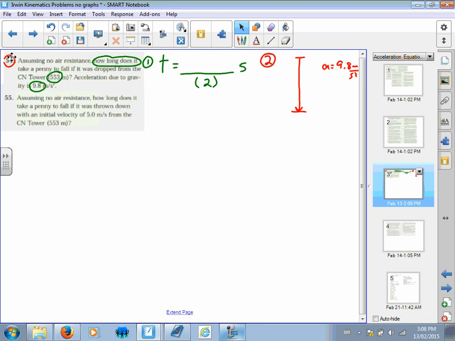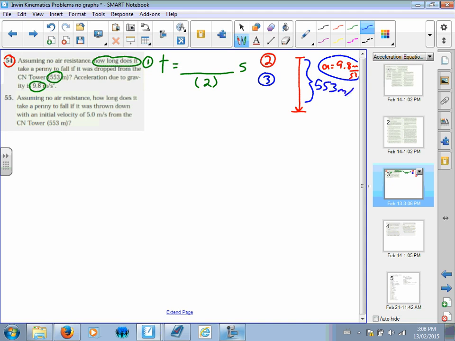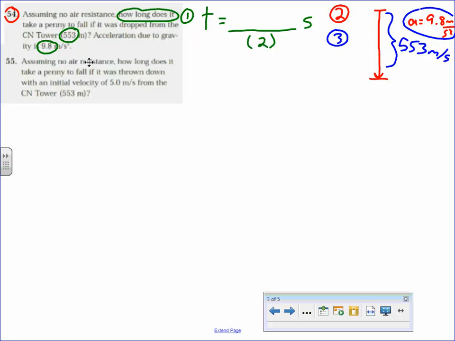And at this point, we can actually put in step 3 because we're starting to put in given information. Step 3 involves putting in given information. We know the distance, 553 meters. I'll enlarge this and make it a little easier. So a distance of 553 meters. And there's another piece of information.